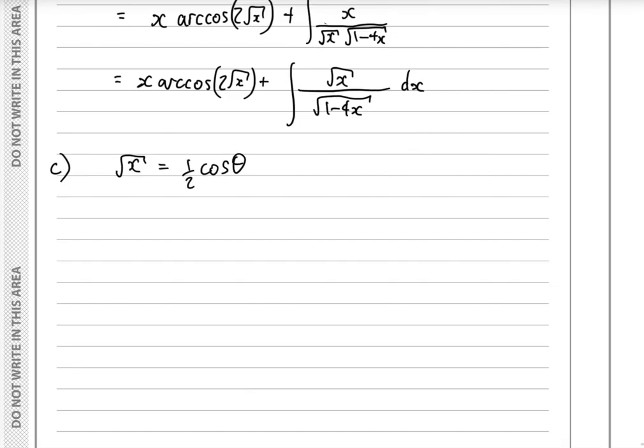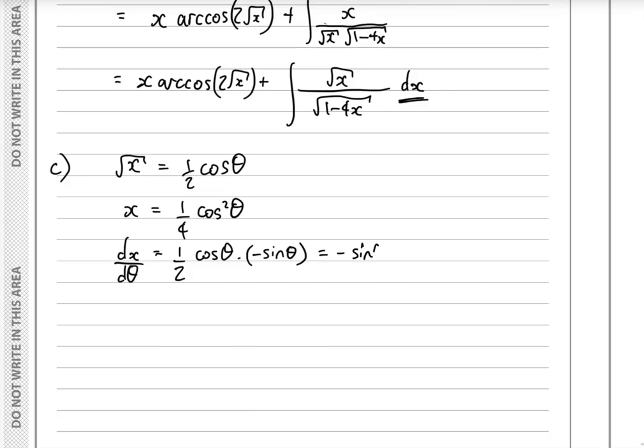We're going to need dx as well in terms of theta, so I'll square everything and then differentiate. So treating that as a bracket, the 2 comes down the front, so that becomes a half. Then the power goes down by 1, and then you times by the derivative of the function, so minus sine theta. So that's minus sine theta cos theta over 2.